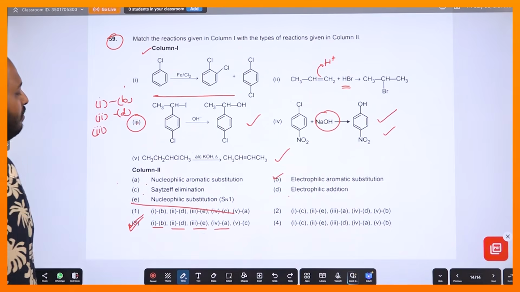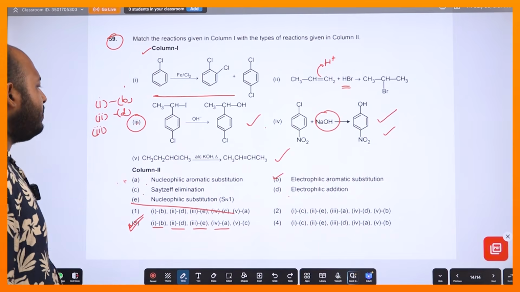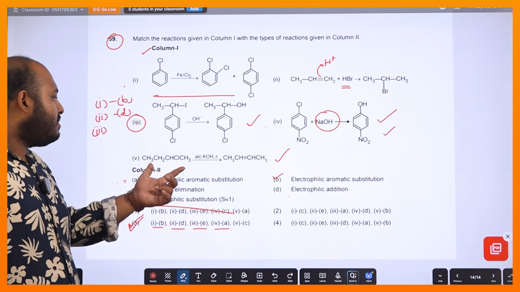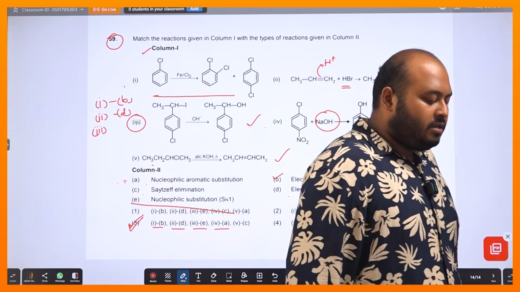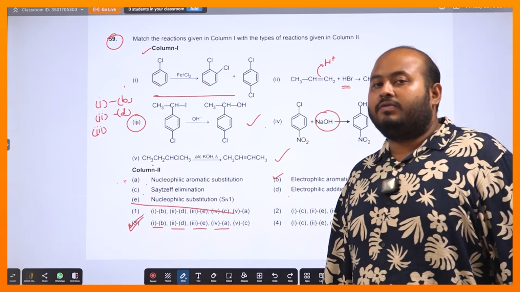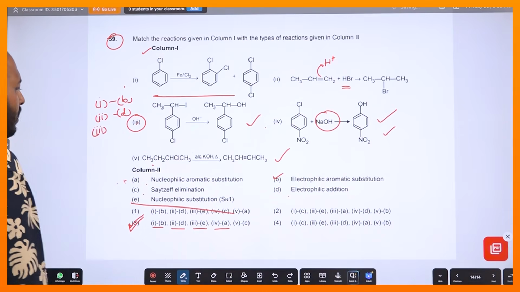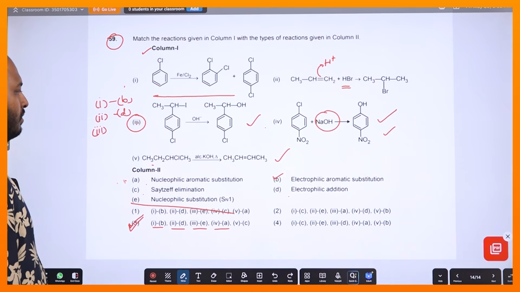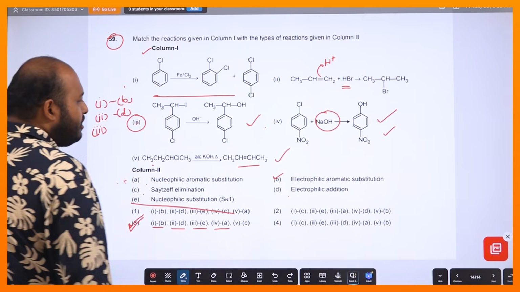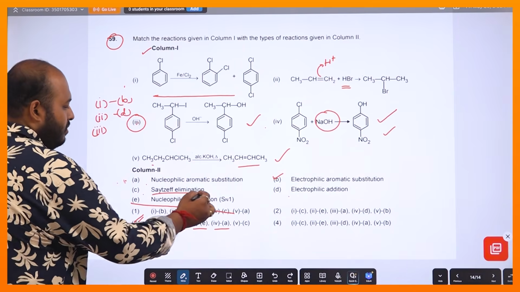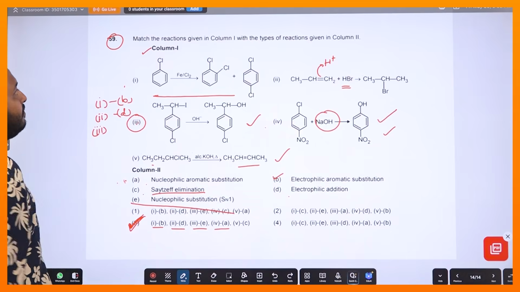The rest are 4A, that is 4 is A, yes, it is a nucleophilic aromatic substitution, as I already told you. Next is alcoholic KOH with heat. Remember that whenever we use alcoholic KOH and heat, it is a reagent for elimination reaction, and elimination reaction gives the major product as per Saytzeff. So it will be option number 3 for question number 59.